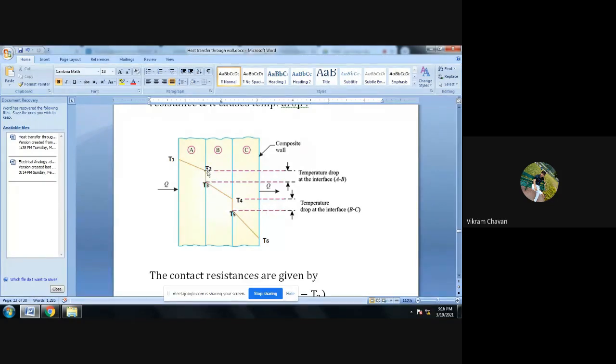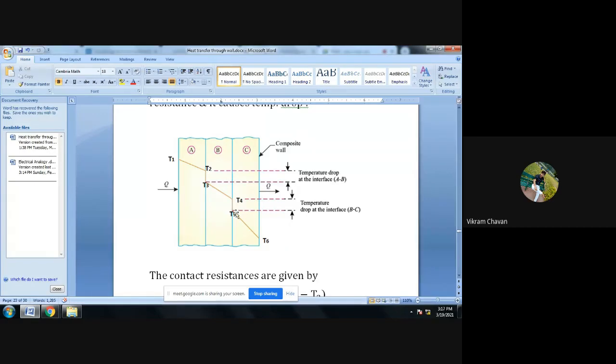The wall A exit temperature is T2, and because of the interface resistance, a lesser amount of heat will be transferred to the next wall. So the temperature drop happens at the interface. Here it is shown: the exit temperature of wall A is T2, whereas the entry temperature of wall B is T3. This temperature difference at the interface is called the temperature drop at the interface of A and B. Similarly, the exit temperature of wall B is T4, but the entry temperature of wall C is T5, which is lesser than T4.